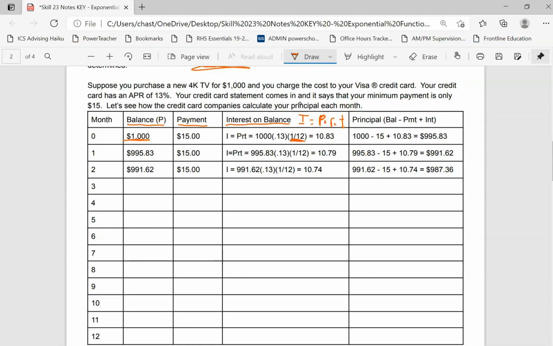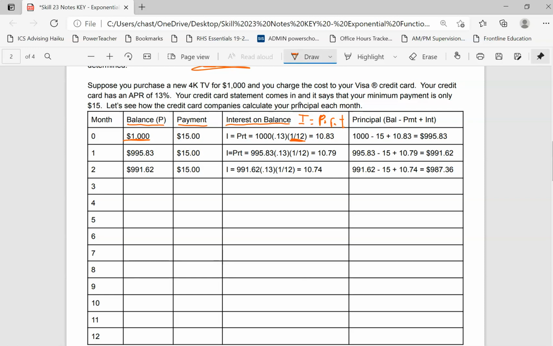Now, sometimes people will take their payment minus their interest, and then they'll subtract that off of their balance. So it just depends on how you want to go about this. I think I'm going to model it this way on here because that's how I have it written out. But when you look at the classwork, you might see that this last column is going to look a little different. So let's see what we got going on here.